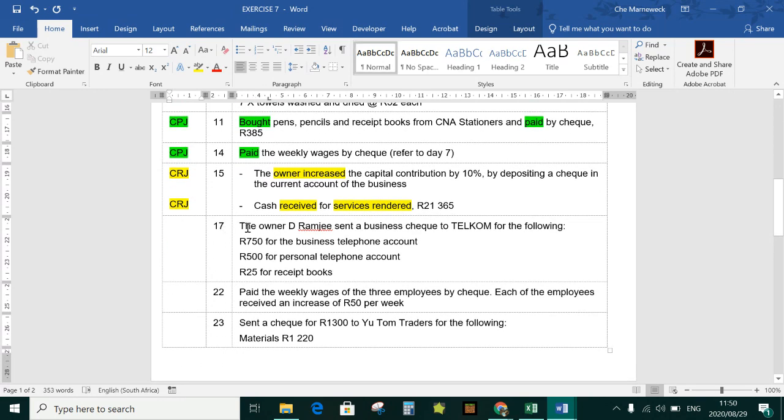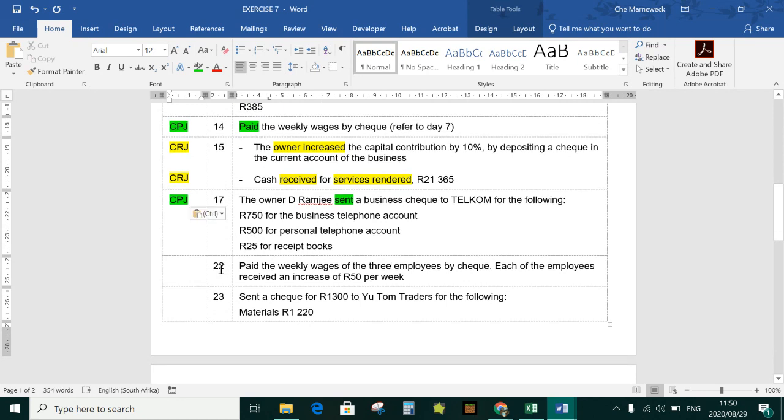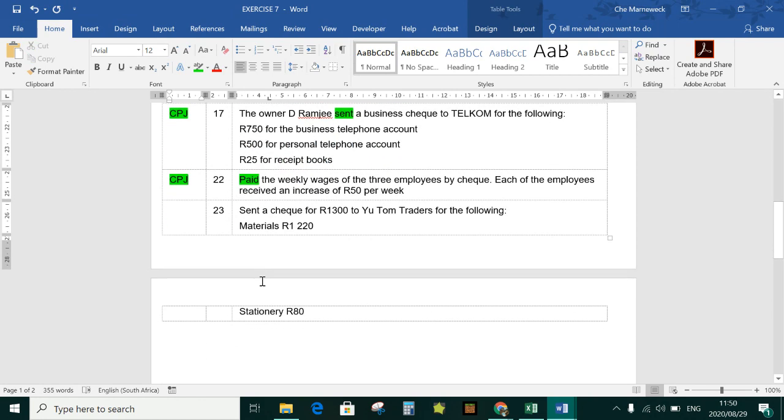Day 17, the owner sent a business check to Telkom. If we are sending money, that means that the money is coming out of our bank account. We are paying. So day 17, we are paying money. Day 22, paid the weekly wages of 3 employees by check. Because we are paying, that means money is going out of the business. We are going to record that in the cash payments journal.